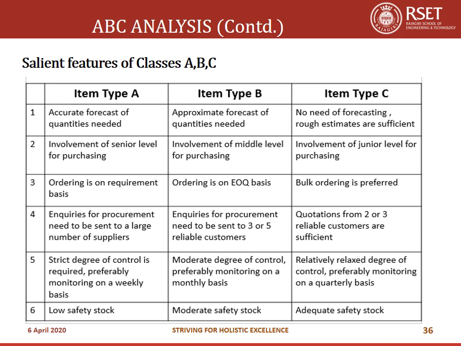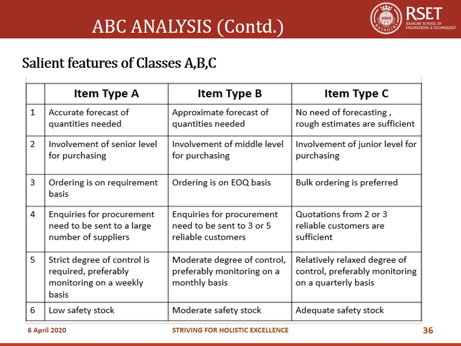Ordering for A is based on a requirement basis, that is, customers provide the requirement first and then we will place our order. Then item B can be done on an EOQ basis, whereas item C can be done as bulk ordering, because you're sure that there is going to be a lot of demand, and even if we have some amount in extra, since they generate very little revenue, it will not be a big issue.